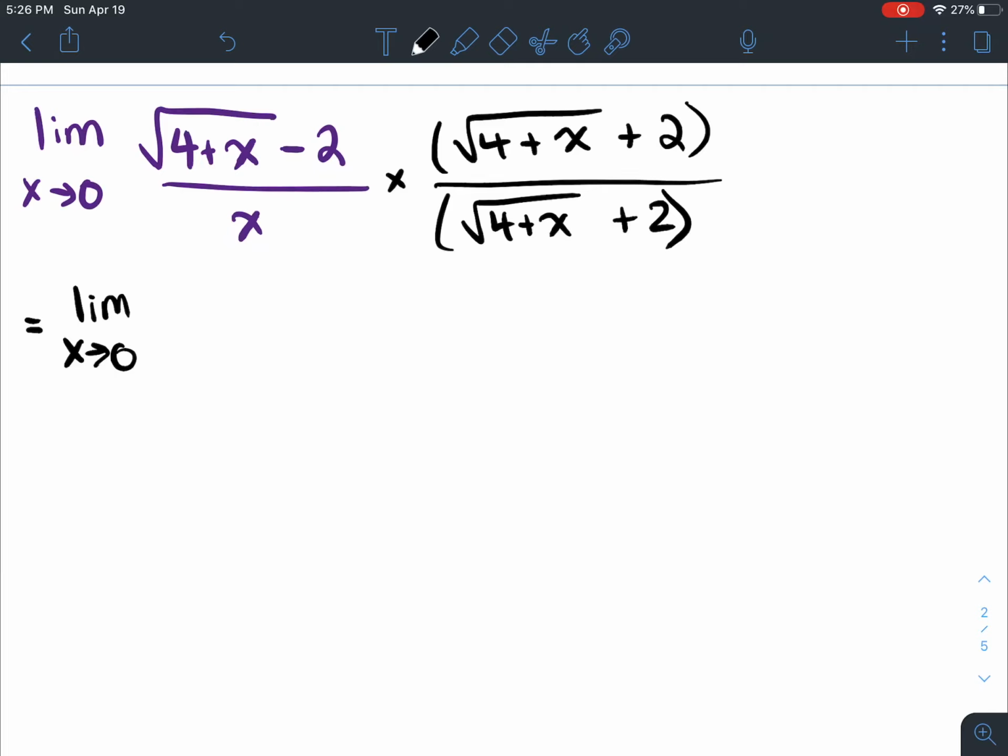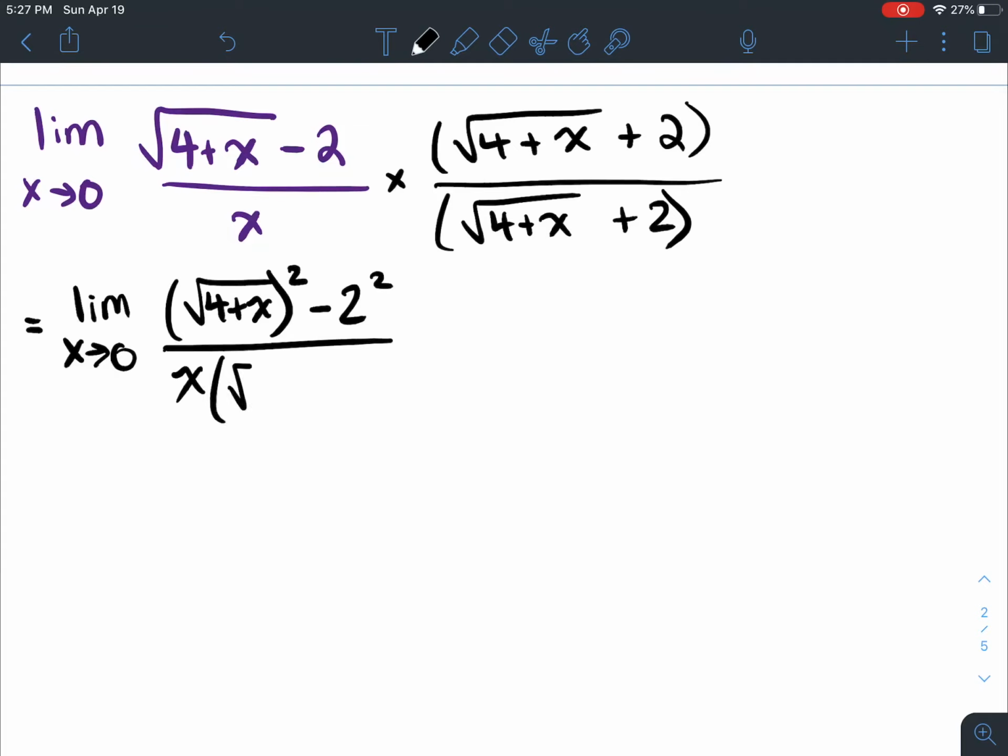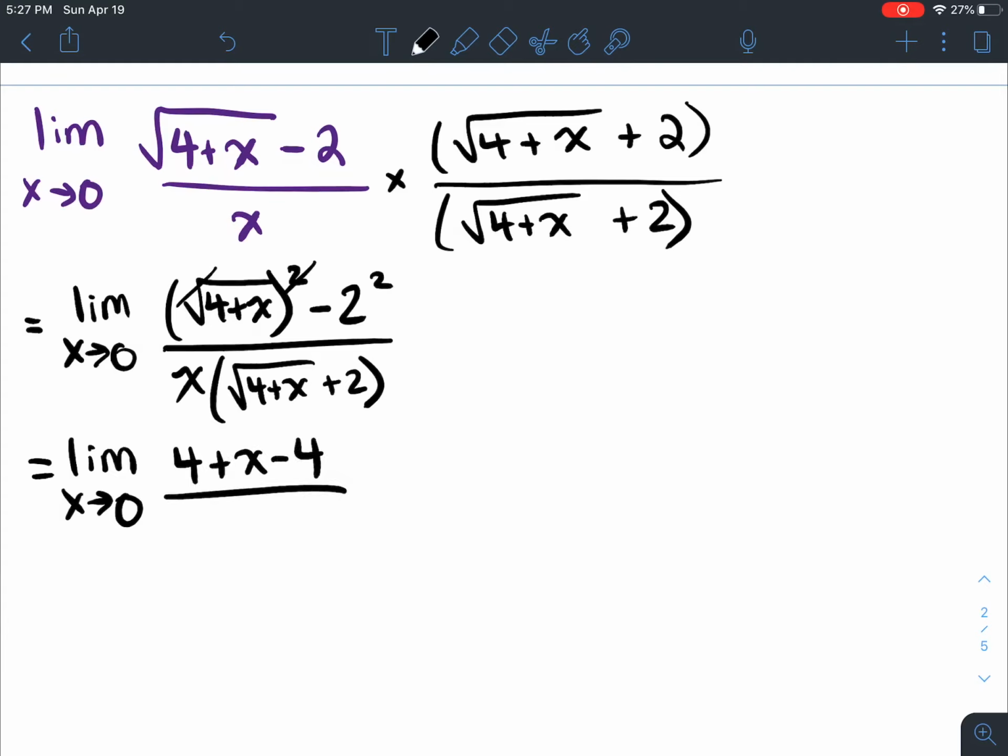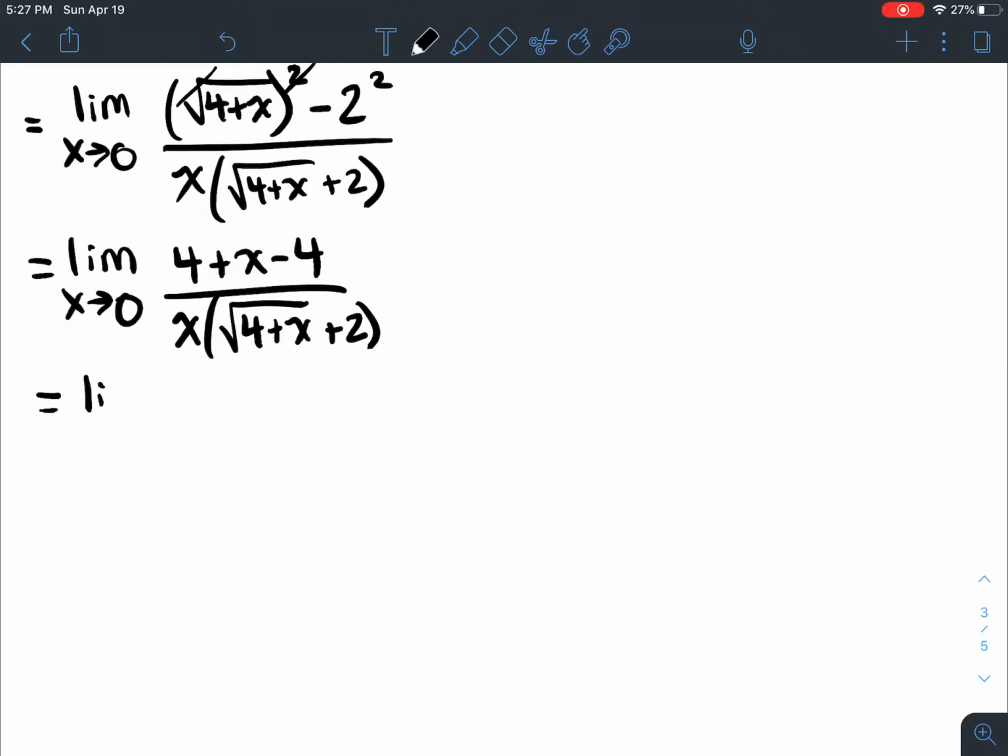So when I do that, the limit as x approaches 0, if I quickly multiply the top 2 brackets out, I get a difference of squares. So that ends up being root 4 plus x squared minus 2 squared over x times all that crazy stuff, root 4 plus x plus 2. And if I simplify the top of that, those cancel. So I got 4 plus x minus 4 over x times root 4 plus x plus 2. And then if I keep going, turns out 4 minus 4 is gone. These x's cancel.